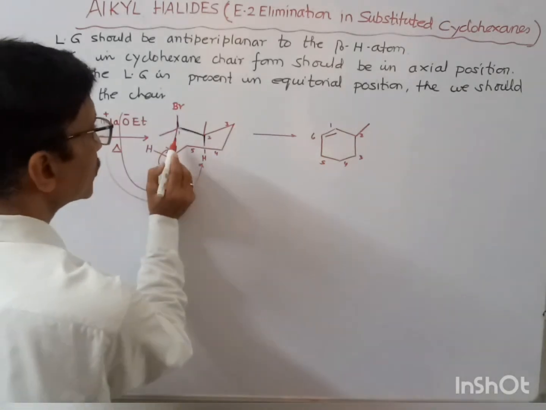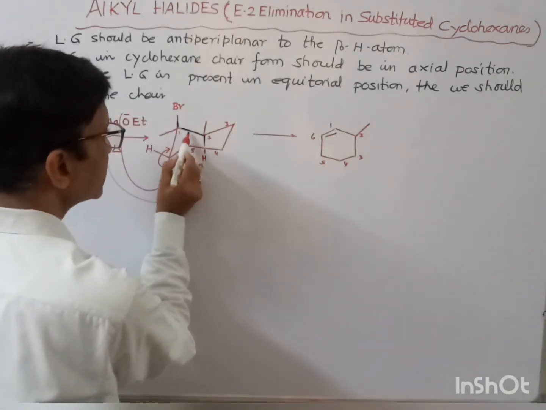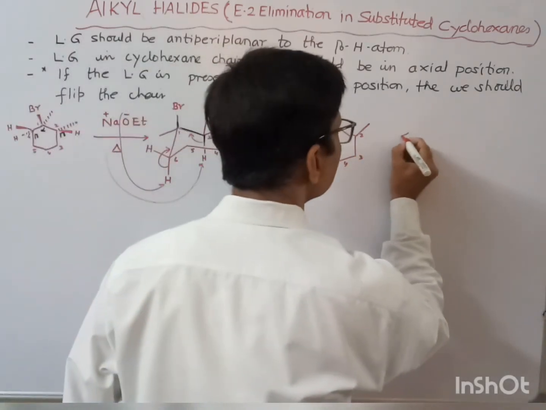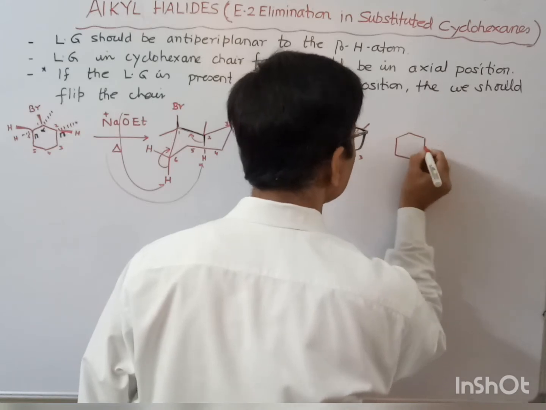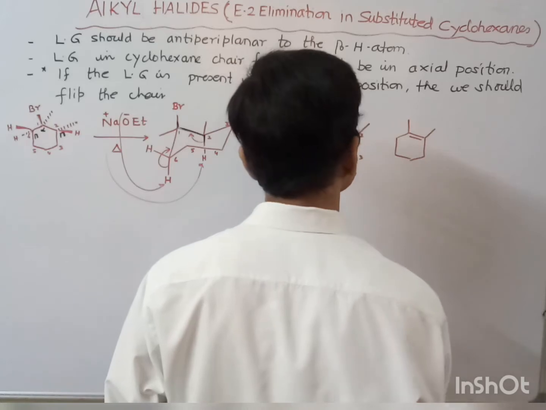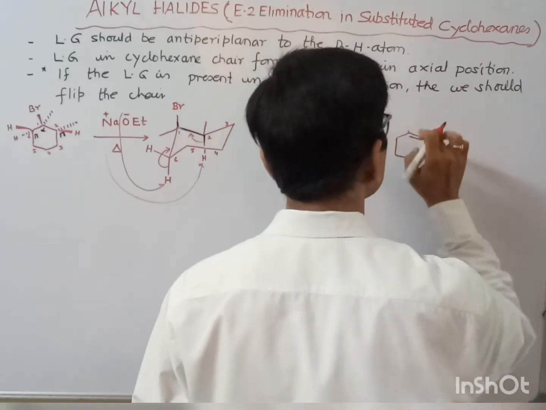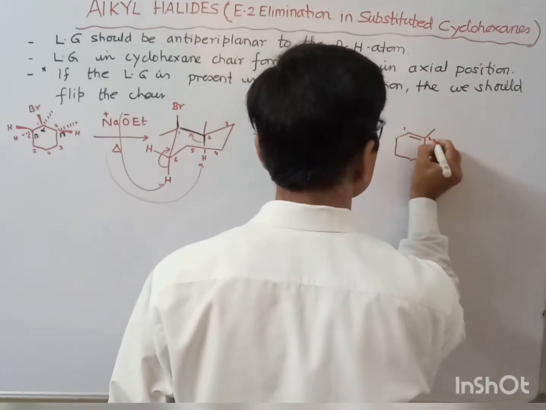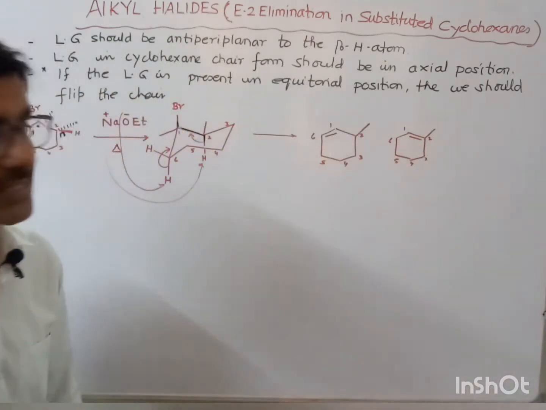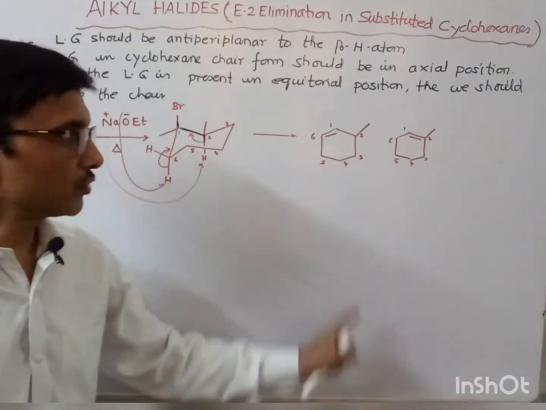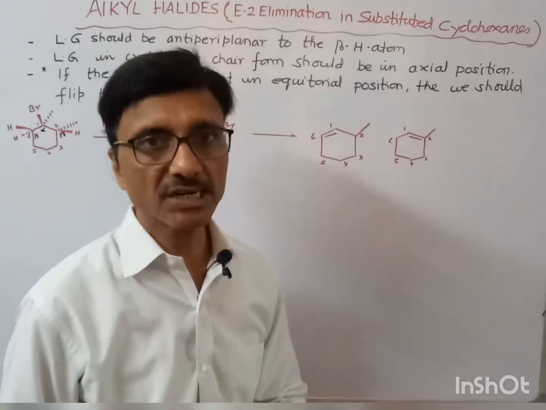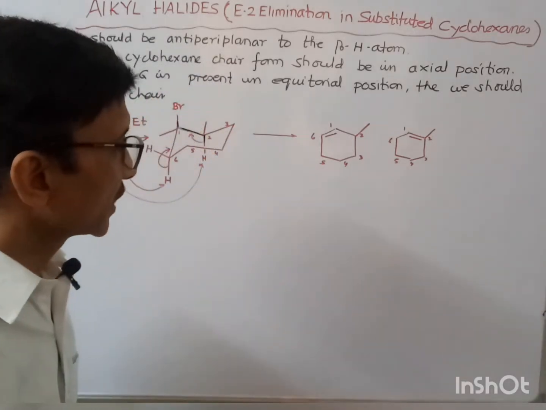Now suppose the double bond is present between the first and second carbon. This is the other product that is formed, with the double bond between first and second carbon. Out of these two products, which one is the correct one?